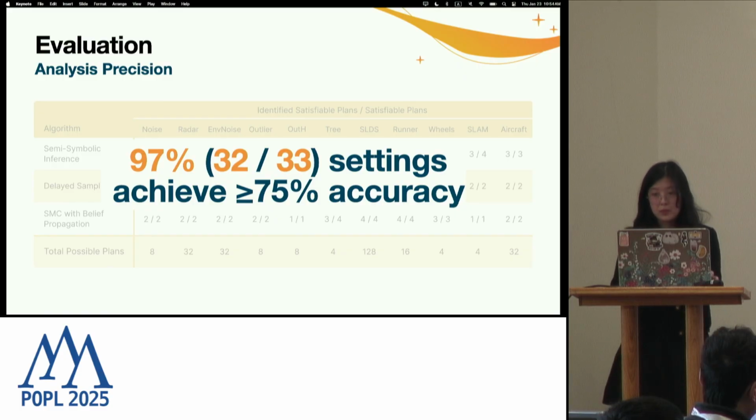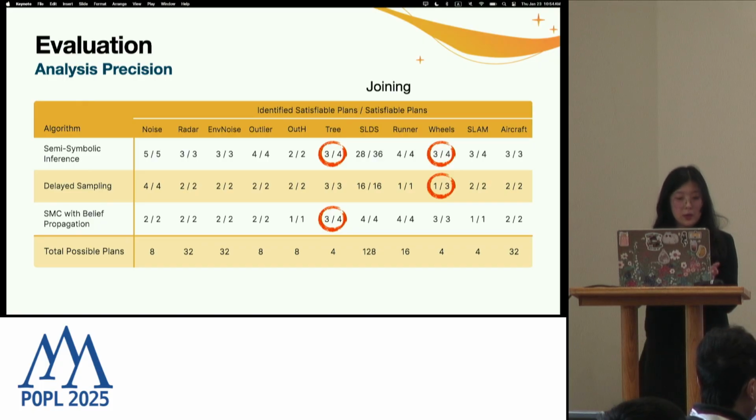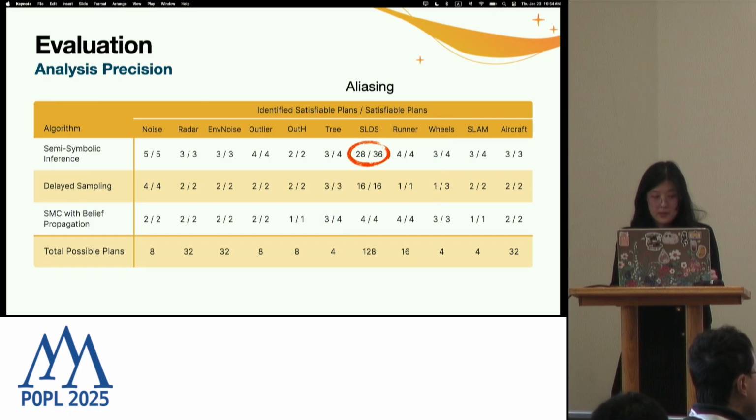So overall, it's pretty precise in most cases, with a few exceptions where in tree and wheels, the joining of expressions just made them too imprecise for the analysis to definitively say that a variable annotated with symbolic will never be sampled. Another source of imprecision is from aliasing, which we observed in SLDS.